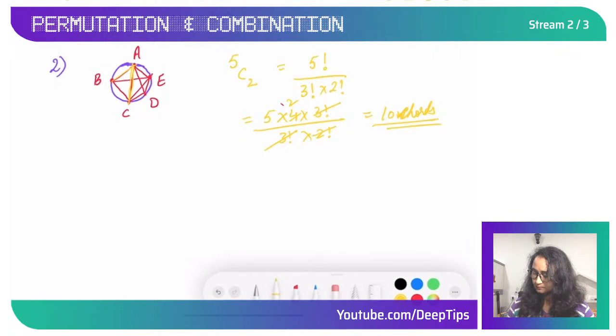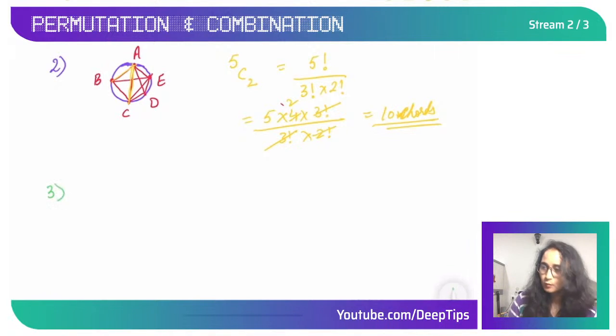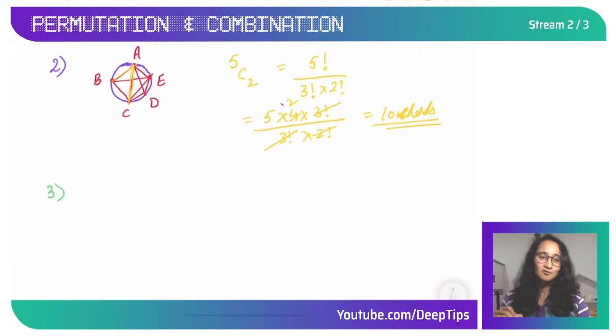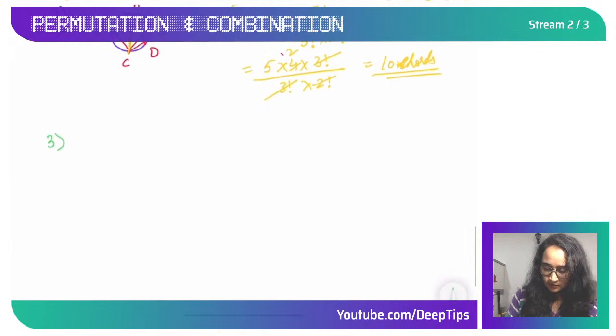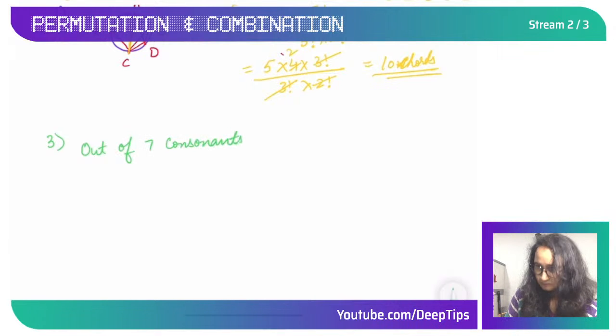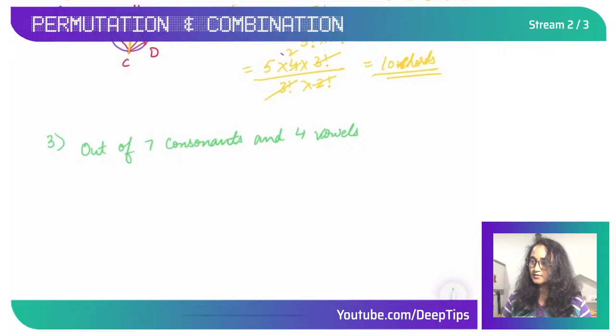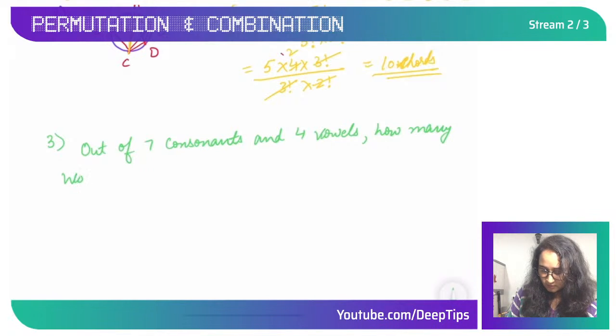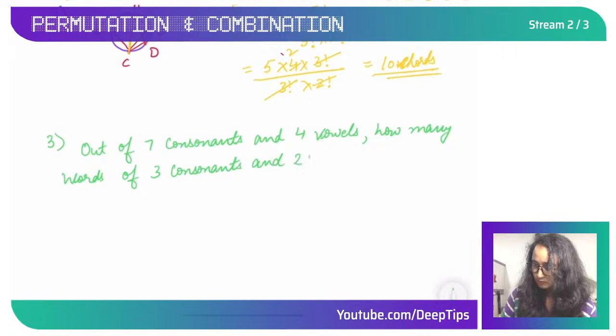Okay, so now my third question is a tricky question which I have chosen from a competitive exam. Just think a bit. Out of 7 consonants and 4 vowels, 7 consonants and 4 vowels, how many words of 3 consonants and 2 vowels can be formed?